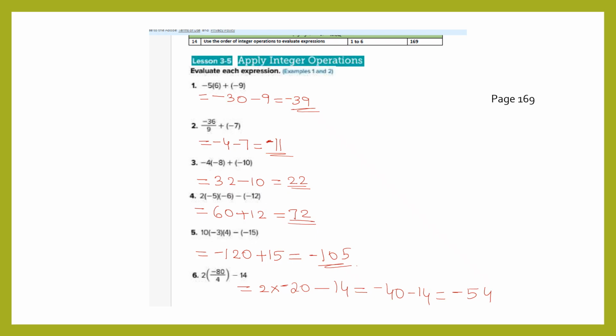Here you see division: minus 36 divided by 9 is minus 4, plus minus 7. So that also, you change the sign and add, or directly you can subtract. Any method you can use. Be careful. Minus 11 will be the answer. The same way, try to do the other questions.